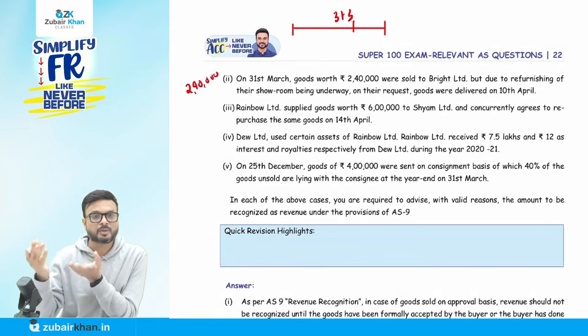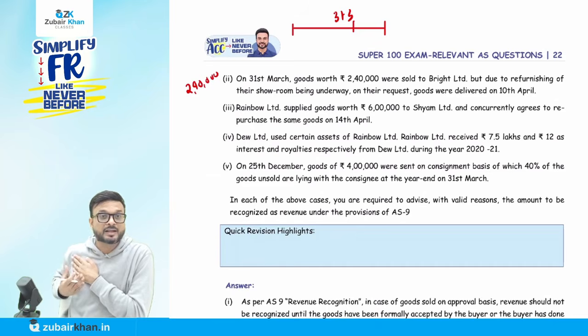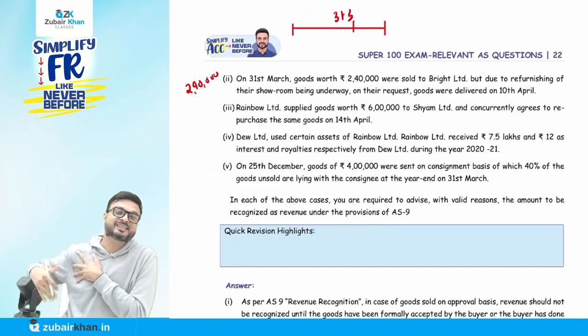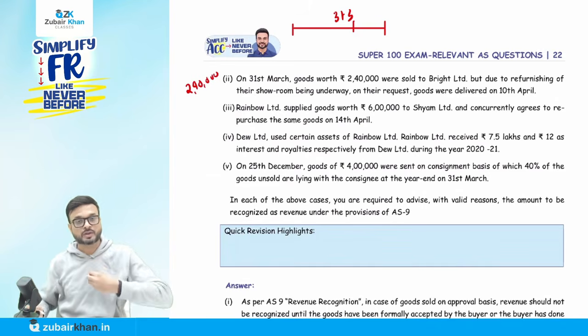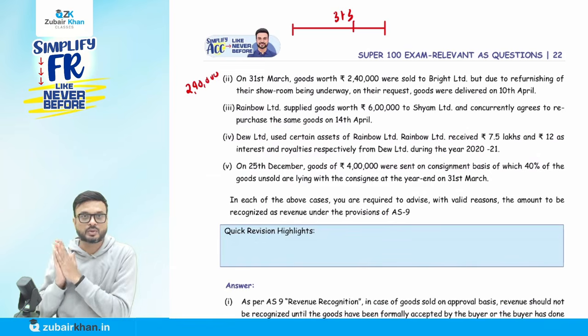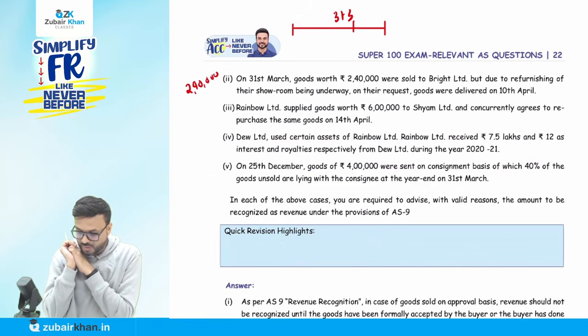So I'm going to record it as revenue, but the goods belong to the customer only. They are with me, but they do not belong to me. We are only delaying the delivery of the goods on the buyer's request. So these 2,40,000 will be recorded as what? Sales.